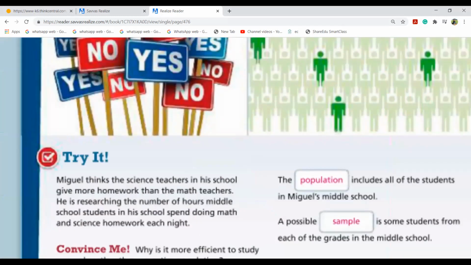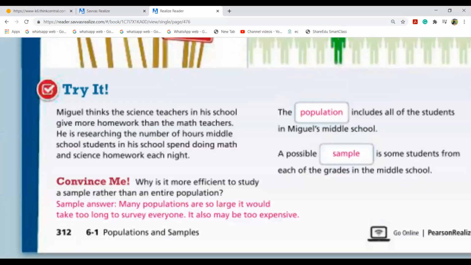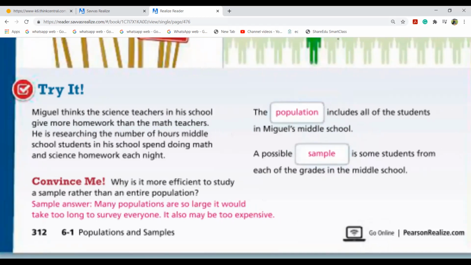Among these 2,000 people, Morgan is just asking some random people, maybe 100 to 200. Next, Miguel thinks the science teacher in his school gives more homework than the math teacher. Imagine you're lucky that you have the same teacher for both science and math. So they're saying the science teacher gives more homework than the math teacher. He's researching the number of hours middle school students in his school spend on math and science homework each night.